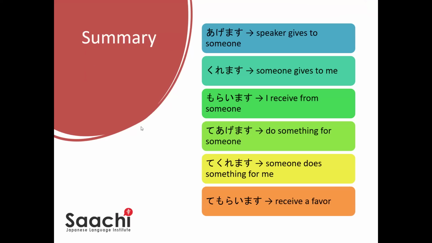So the summary is あげます。Speaker gives to someone. くれます。Someone else gives to me. もらいます。I receive from someone. Te form あげます。Do something for someone. Te くれます。Someone does something for me. Te もらいます is receiving a favor from somebody else.